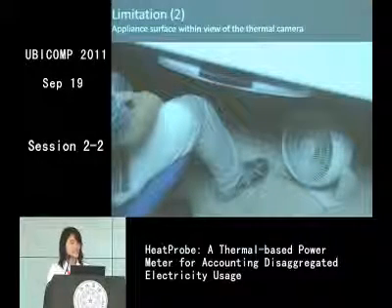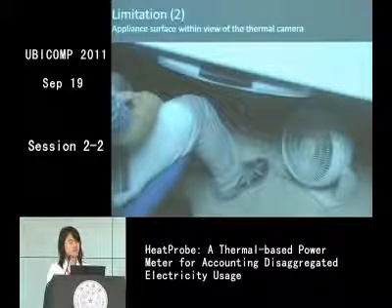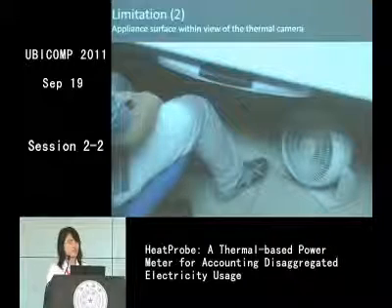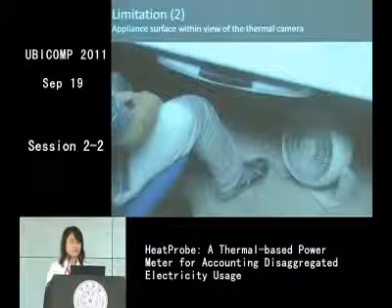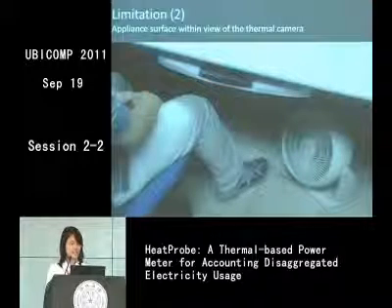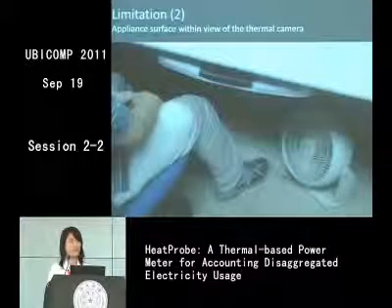The second limitation is that the surface of appliances must be within the view of the thermal camera. We mount the thermal camera onto the building ceiling. Therefore, it cannot track appliances that are hidden under the table or behind the wall.